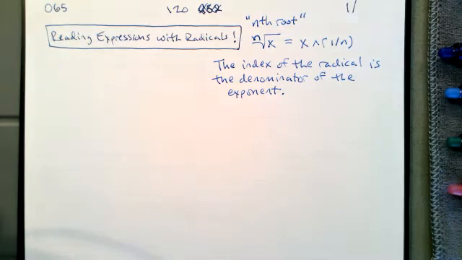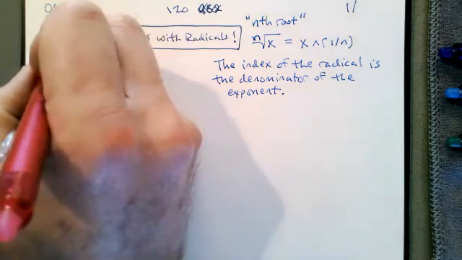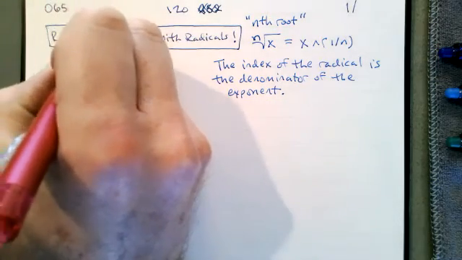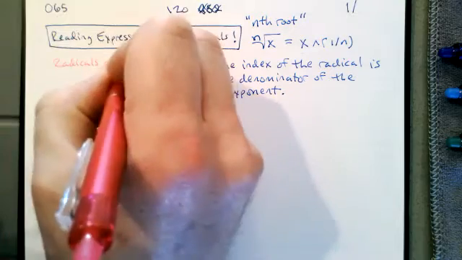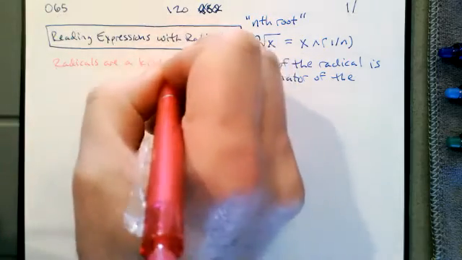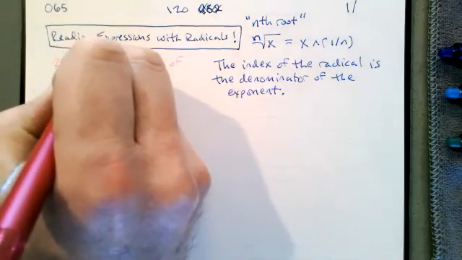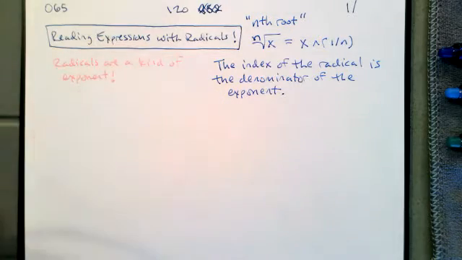The reason that we are introducing radicals now and not way later in the book, as is tradition, is that I want to get the idea across that radicals are just a kind of exponent. The index of the radical is the denominator of the exponent. That's how we go from radical notation to exponential notation.